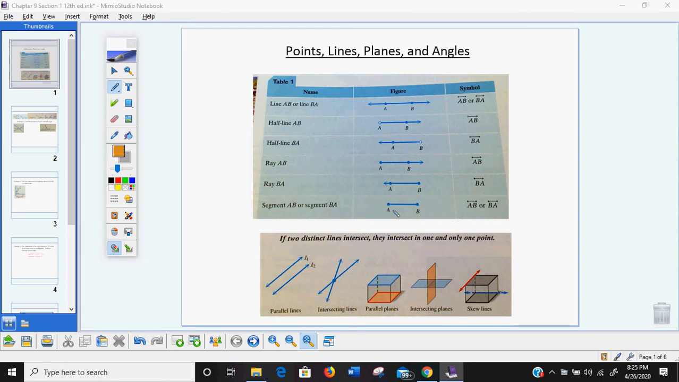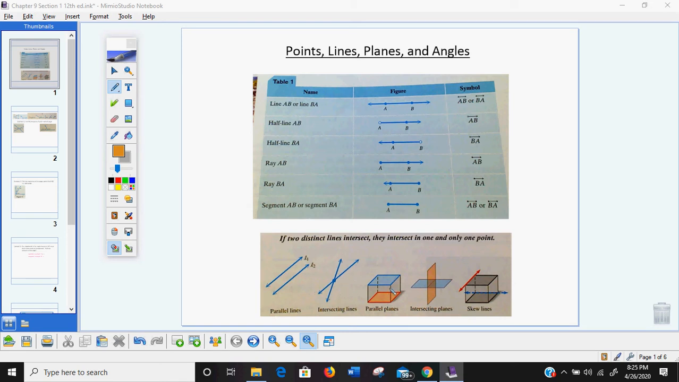A line segment is written AB or BA. Order doesn't matter on those, and they typically just put a line over the top of it. Let's talk about lines. We can have parallel lines. Those are lines that never touch. Intersecting lines are lines that cross.